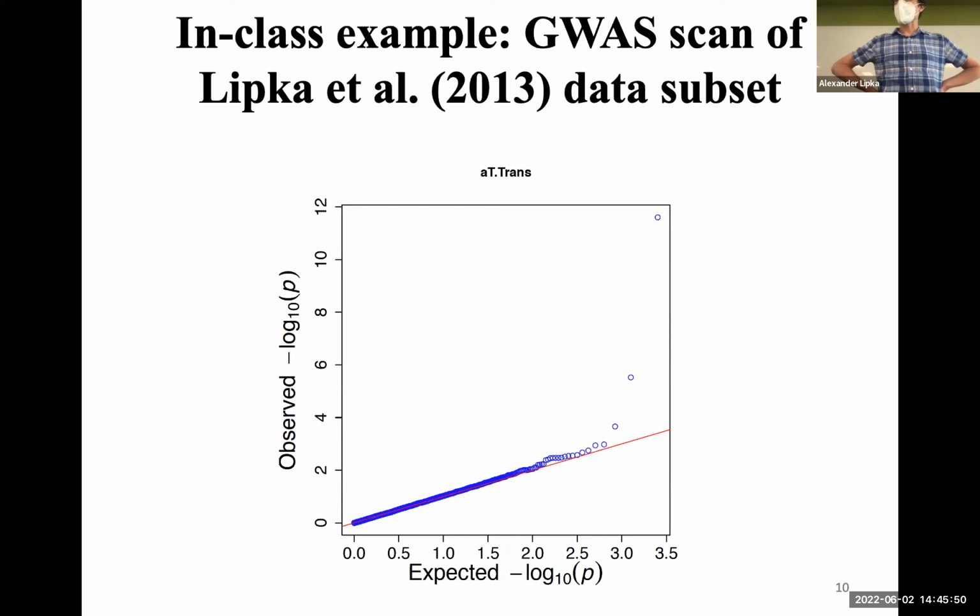What's the name of the distribution again? What is the name of the distribution? Uniform 0-1. Yeah.